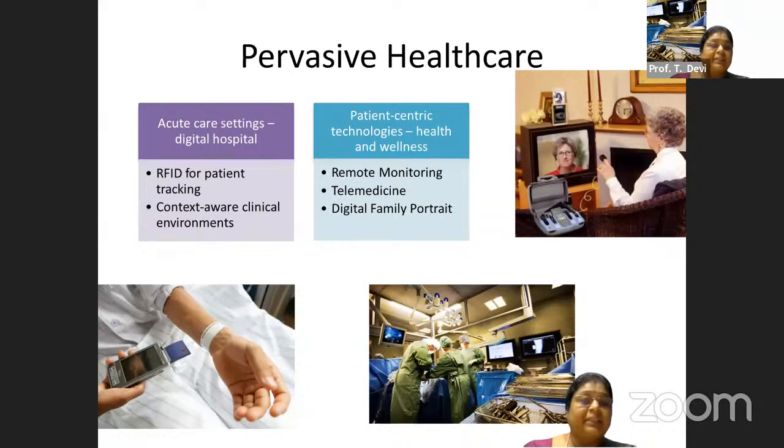So pervasive healthcare uses RFID for patient tracking and remote monitoring of the patient. Telemedicine is using digital technology to connect the doctor and the patient through video conferencing, or it might be teleconferencing, and the patient will explain the symptoms, the doctor will advise. And from a remote location, the health can be monitored.